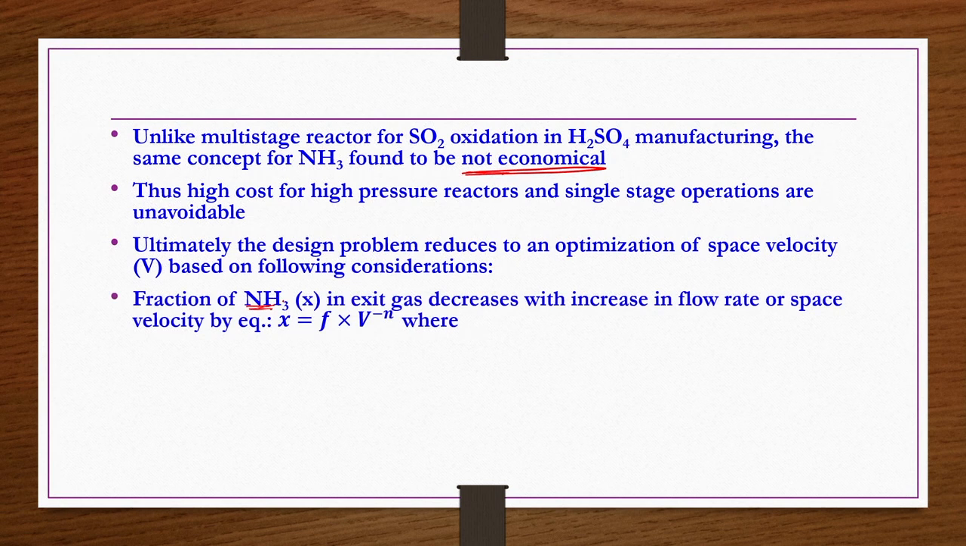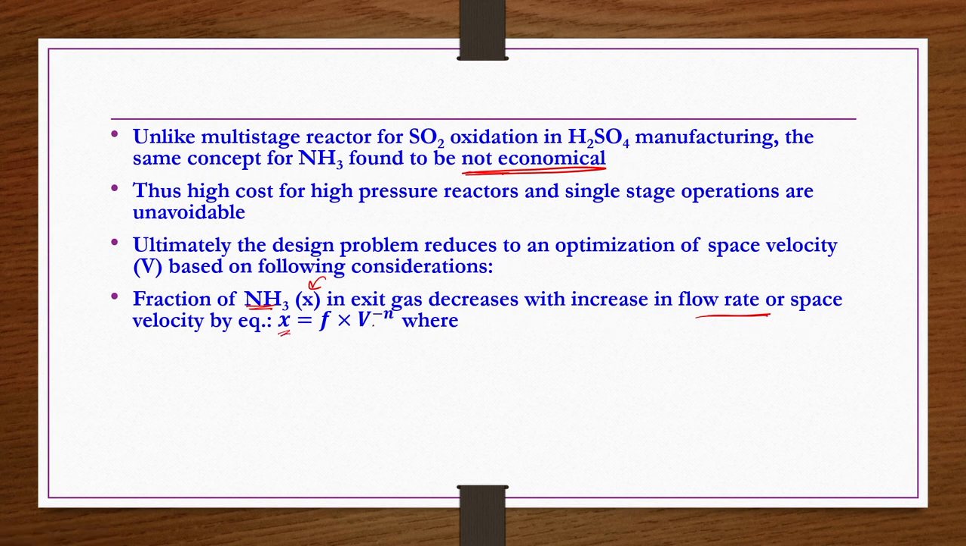The fraction of ammonia, that is X, in the exit gas decreases with an increase in flow rate or space velocity, right? Increasing flow rate means increasing the space velocity. Space velocity may be put as the mass rate of the gases coming into the catalytic reactor divided by the mass of the catalyst. So if the mass rate is increasing, the space velocity is also increasing. Here we understand that X in the exit gas decreases with increase in flow rate or space velocity.